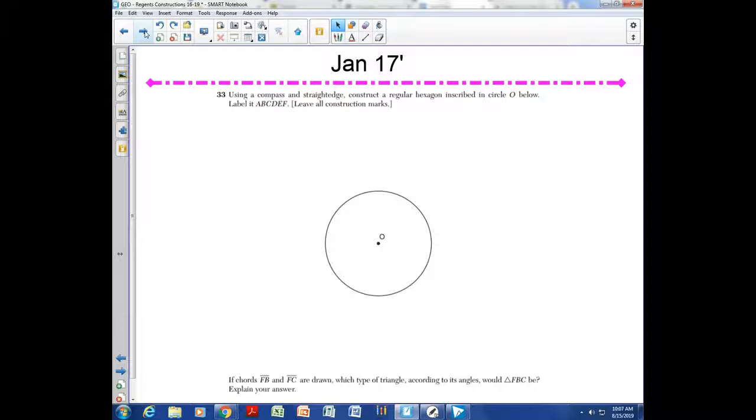So this is a 4-pointer, right? 2 points probably for the correct construction and label, and then another 2 points for the bottom. I'm going to guess that that's true. All right, so here we go.